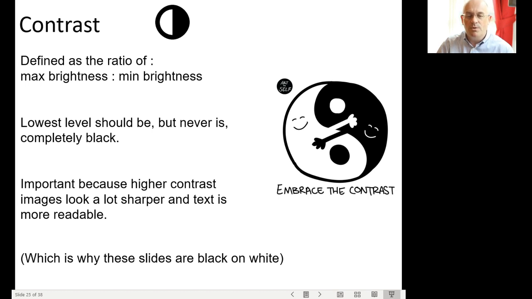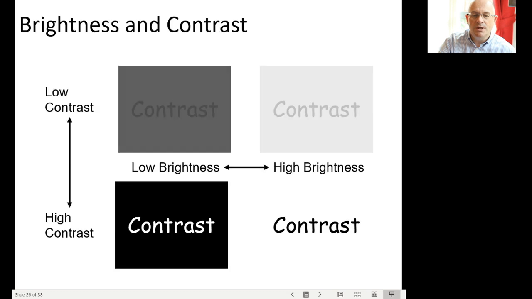Text looks a lot sharper and more readable if it's high contrast. So it's not an absolute level of brightness that's important, it's the contrast levels that are important in displays. And here's an example of how that works.